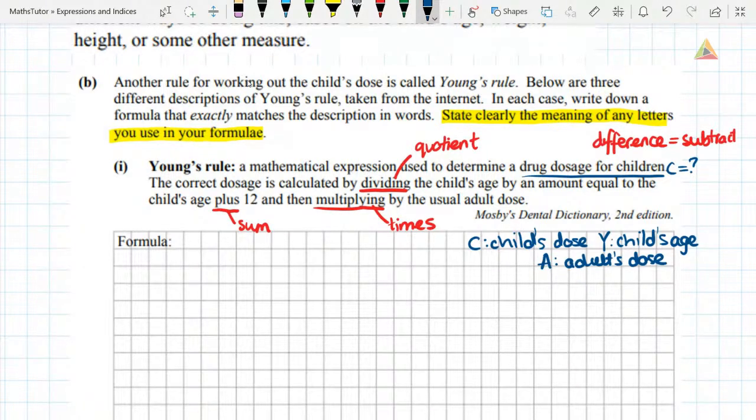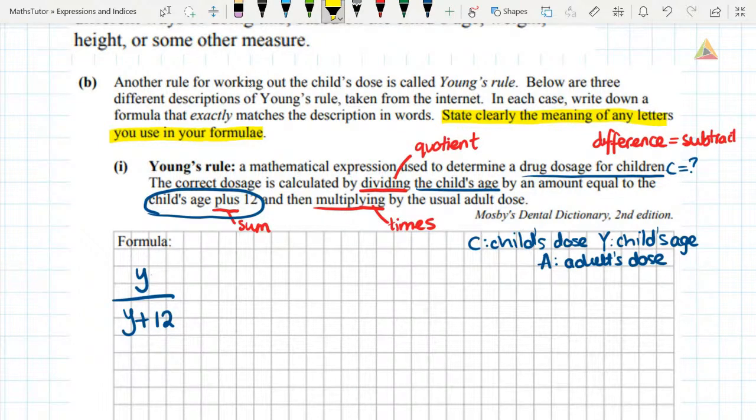So what is my formula for working out C? We're going to be dividing the child's age. Well, we've said the child's age here was Y, so we're going to be dividing Y. So that's Y divided by an amount equal to the child's age plus 12. So I'm going to be dividing Y by Y plus 12. Okay, so let's just make that a little bit neater. So we're going to be saying Y divided by Y plus 12. So that answers this part here that says dividing the child's age.